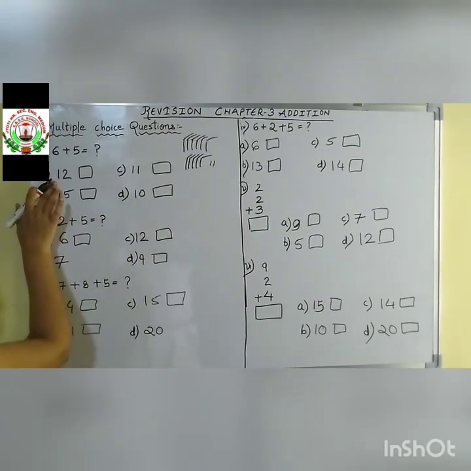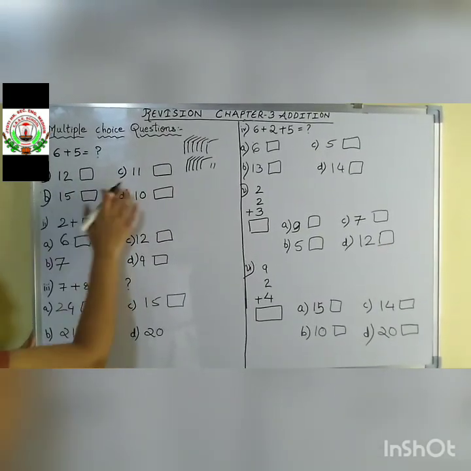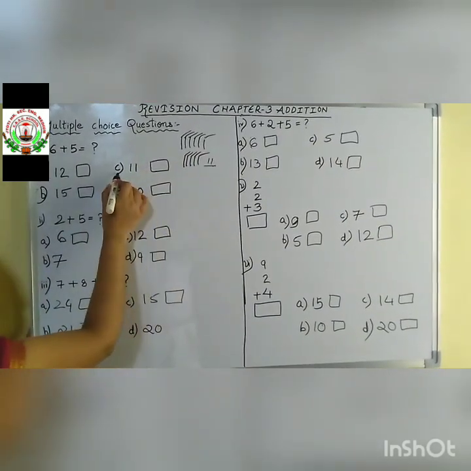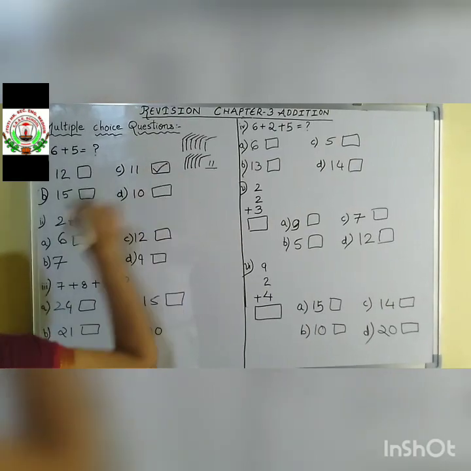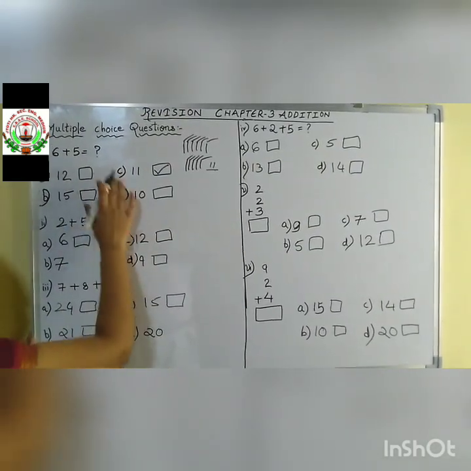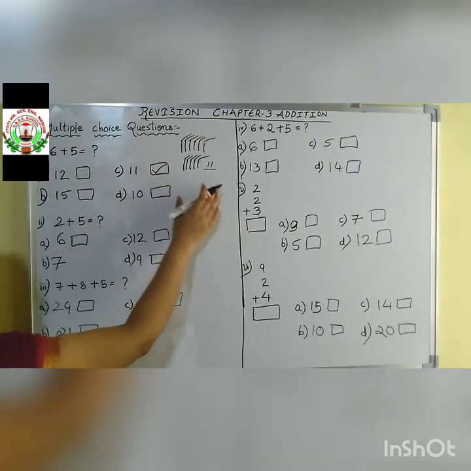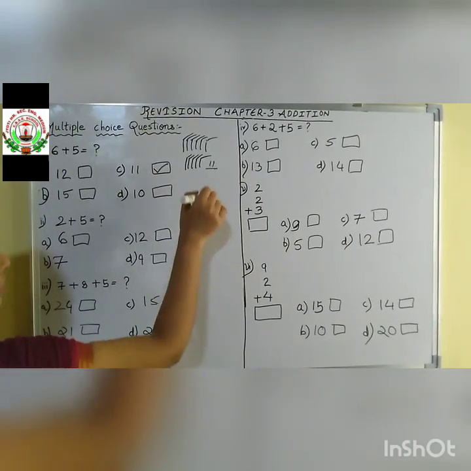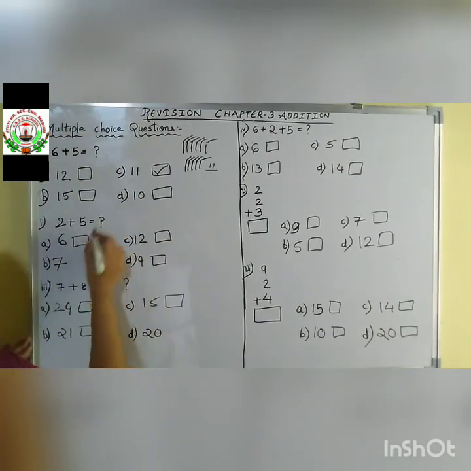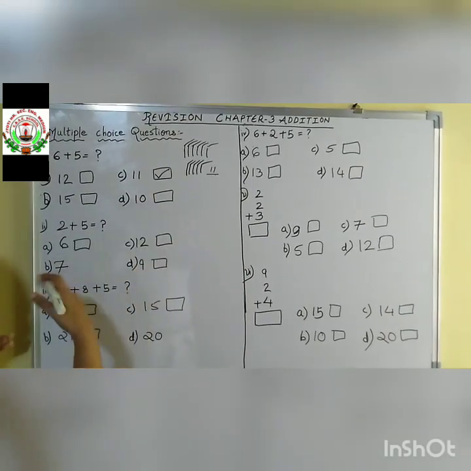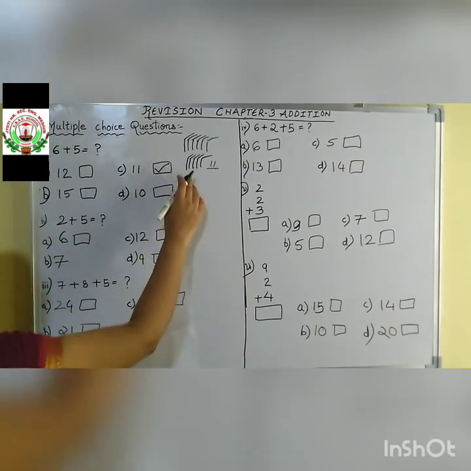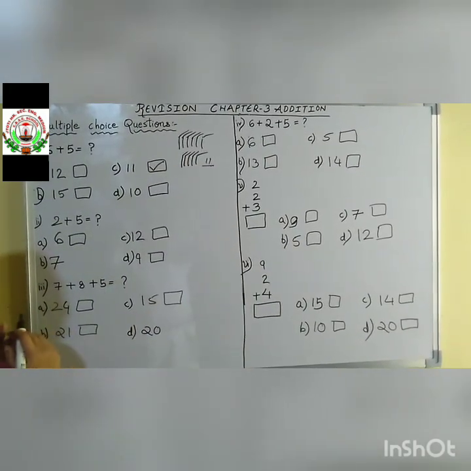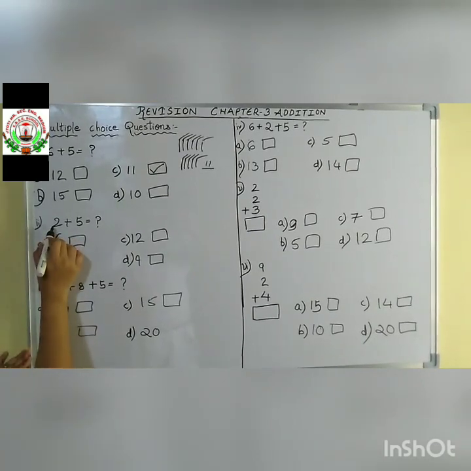The options given are A 12, B 15, C 11, D 10. So our answer is 11. It is in option C. So C is the correct answer. Okay. In this way you have to solve the addition at the side or at the rough side. You do it either by counting or by placing the sticks. Whatever method you can adopt, either placing the sticks, counting the sticks, or using your hands.